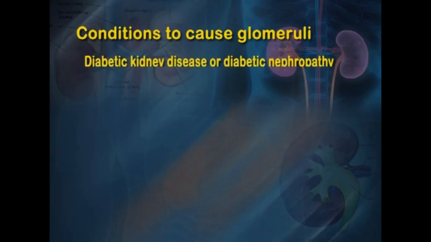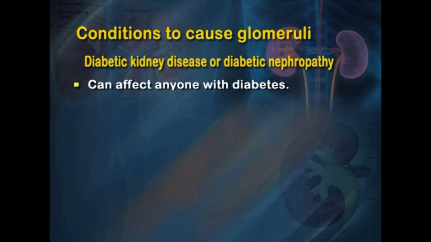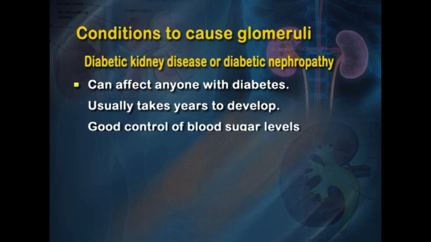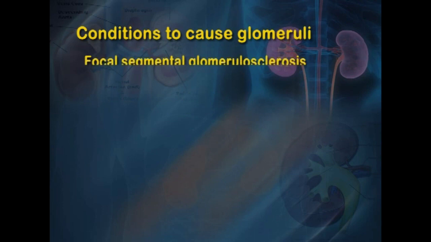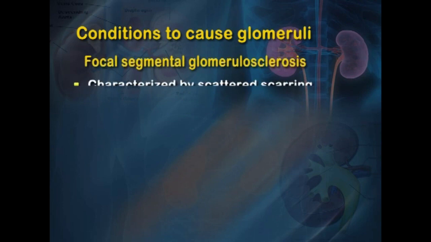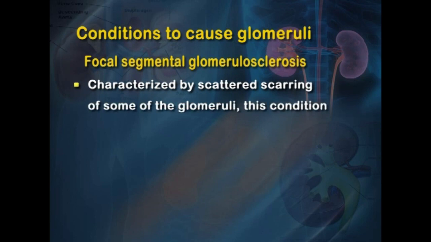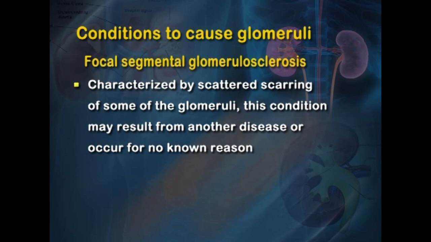Then there is diabetic kidney disease, or what is commonly known as diabetic nephropathy. It can affect anyone with diabetes. Usually it takes years to develop, and if a diabetic patient is able to take care of his diet, drugs, exercise and maintain the blood glucose levels, definitely diabetic nephropathy can be postponed for a long period of time. Then there is focal segmental glomerulosclerosis. It is characterized by scattered scarring of some of the glomeruli, and this condition may result from another disease or many times occurs for no reason at all.